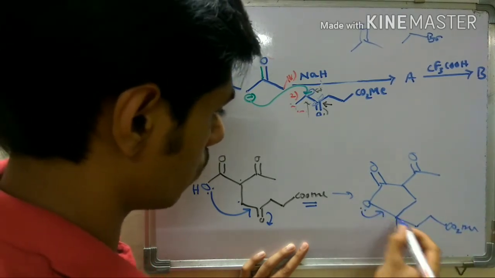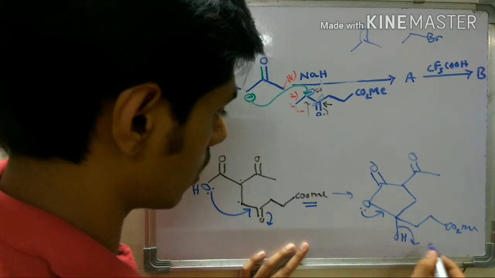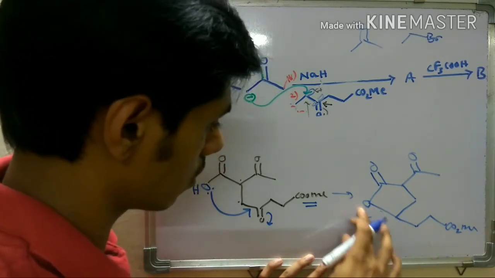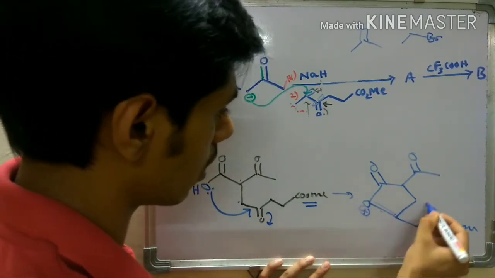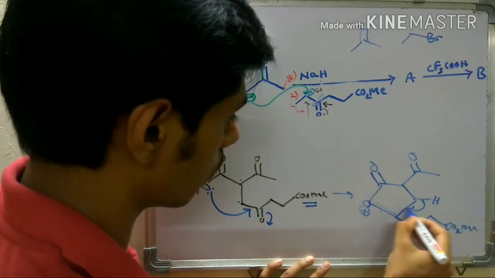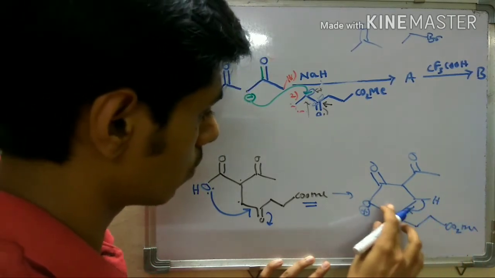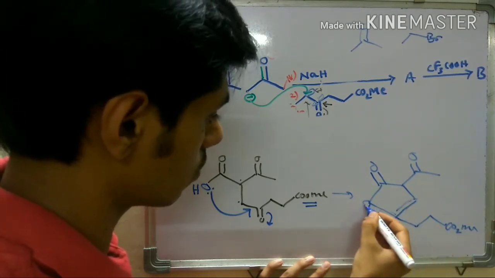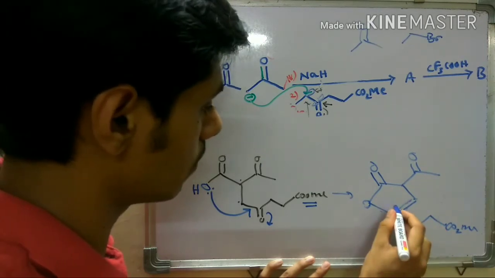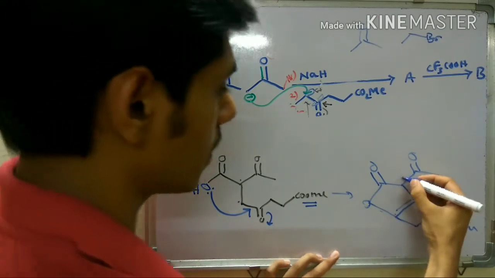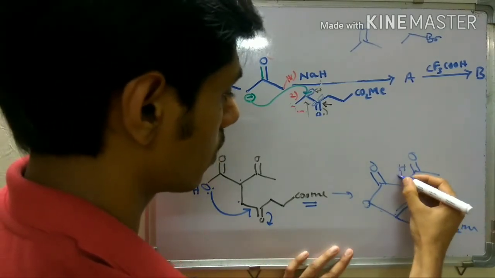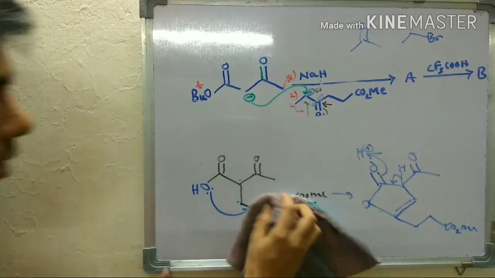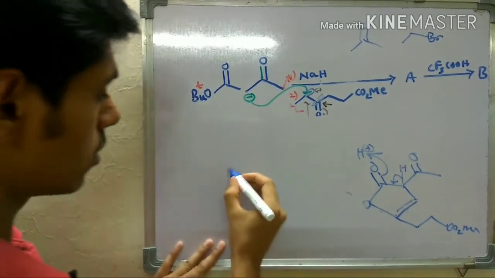Now this oxygen can push, and this OH can go, so you will get, I am writing here only, a positive charge here. After that a proton can go from here to give you this one. So this is how the OH will eliminate, and you will get this. Now what can happen next? This proton can also go here. You will have a proton source, so it will be protonated, and you will get this product.